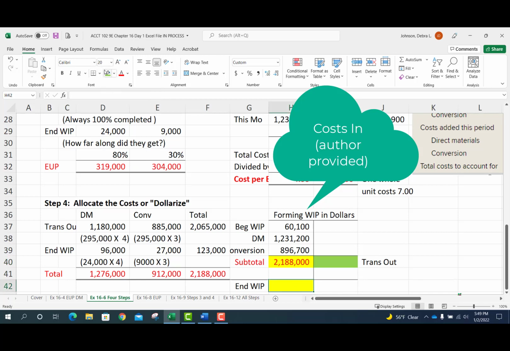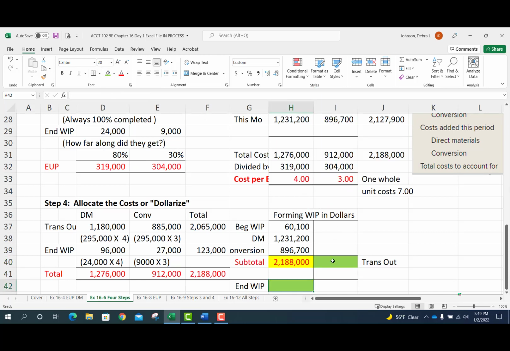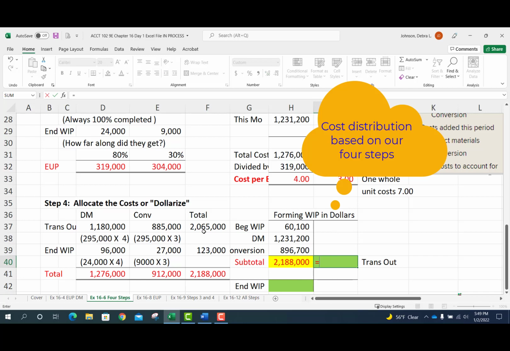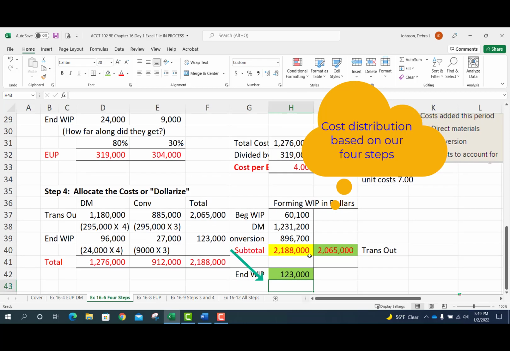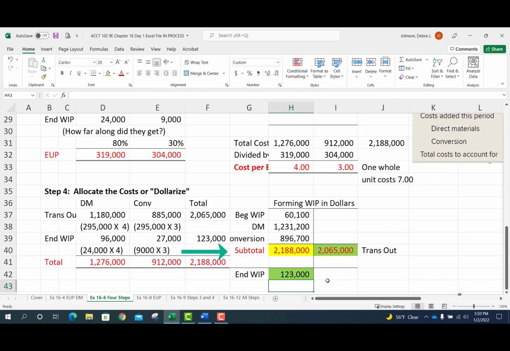And based on step number 4, we've shown that those costs were distributed mostly to the transferred out units in the amount of $2,065,000, as well as the ending WIP layer of $123,000. Again, the sum of the costs in have to equal the sum of the costs distributed. The costs coming in for the month have to match where the costs were distributed.